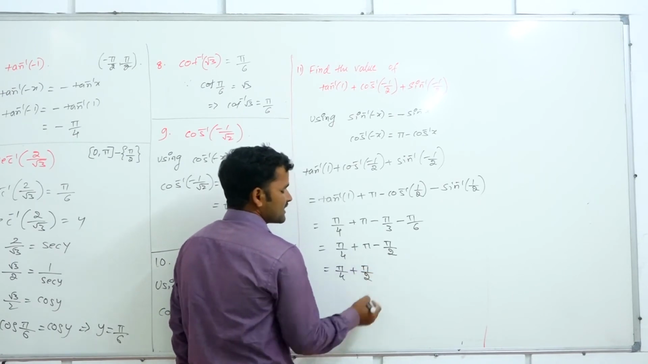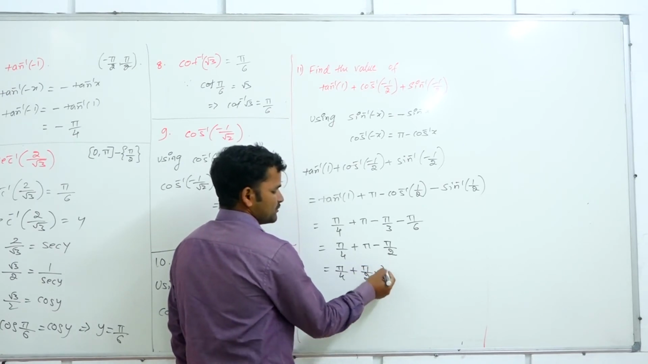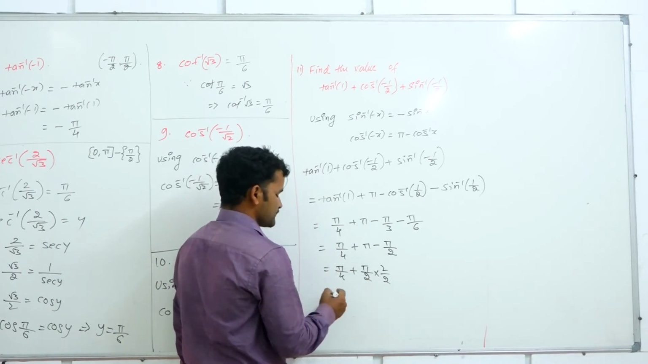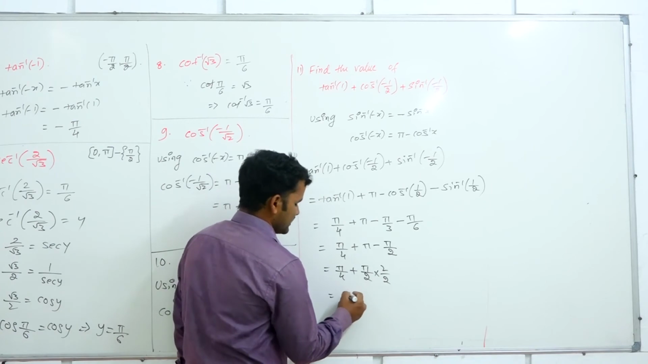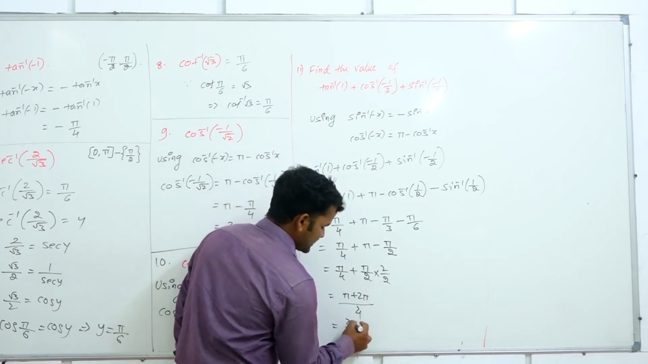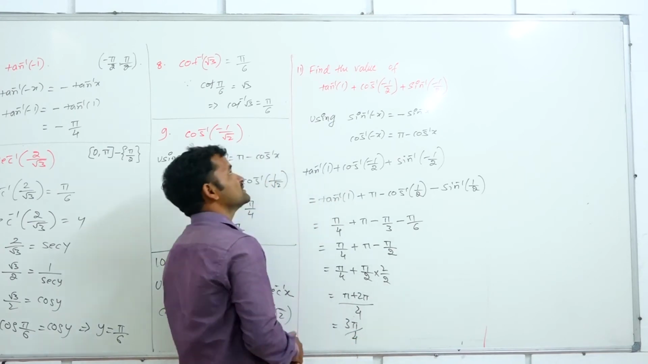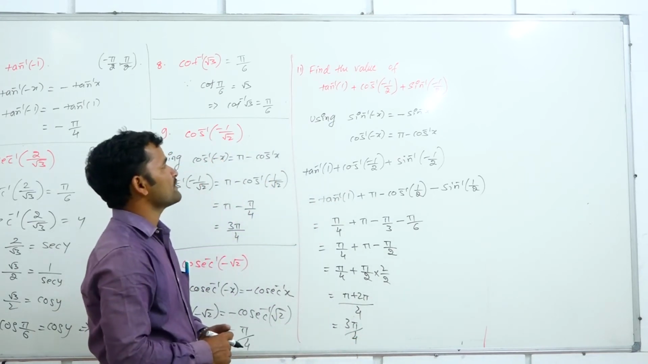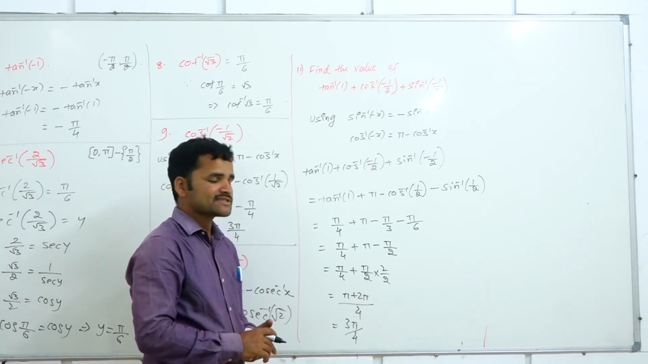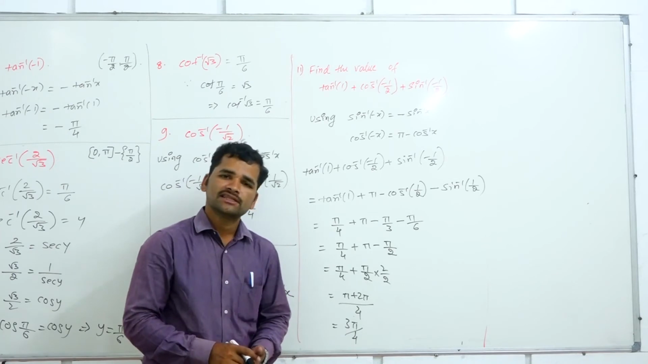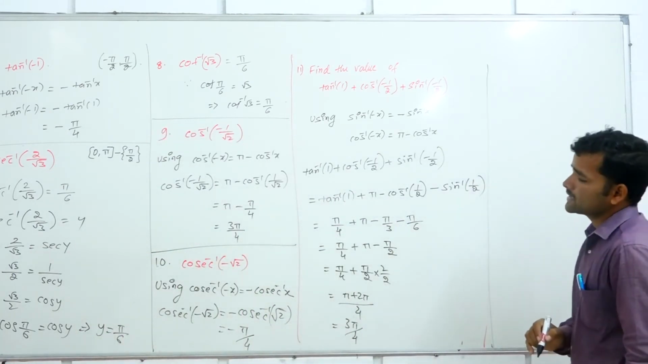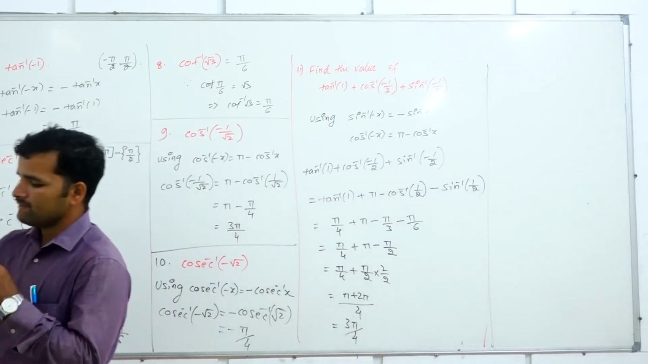Pi by 2. Now you multiply with 2 and divide with 2 so that the denominators will become the same. Denominator is 4. We have pi plus 2 pi divided by 4, so 3 pi by 4 is the answer. So the value of tan inverse of 1 plus cos inverse of minus 1 by 2 plus sin inverse of minus 1 by 2 is nothing but 3 pi by 4. That is about problem number 11.